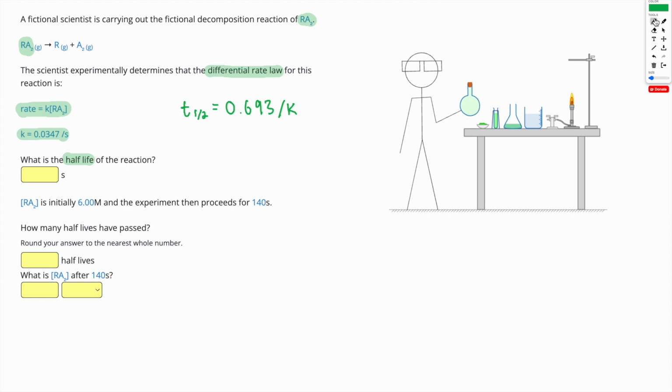To calculate the half-life, if we know the rate constant, we can put them into this equation. So we can do that now. Our half-life is going to be equal to 0.693 divided by our rate constant K, which is 0.0347. If we put that into our calculator, we get a half-life of 20.0 seconds. So let's fill that in here.